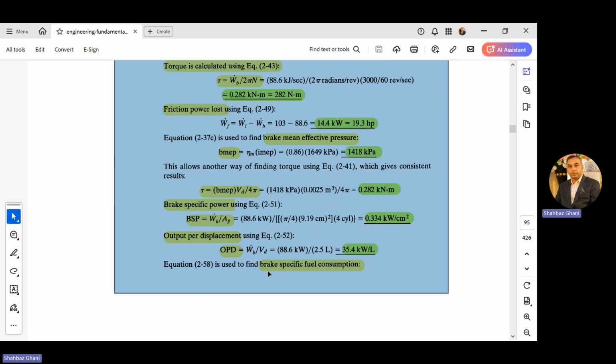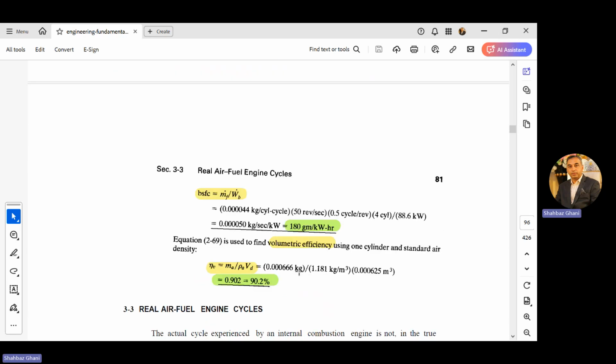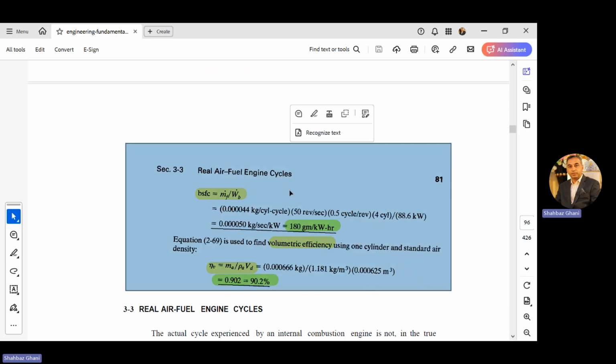Now finding the brake specific fuel consumption. Brake specific fuel consumption is the mass flow rate of the fuel divided by the brake power. The mass flow rate of the fuel is the mass per cycle times the number of revolutions, the cycles per revolution, and 4 cylinders, divided by brake power. So it comes out to be 180 grams per kilowatt hour.